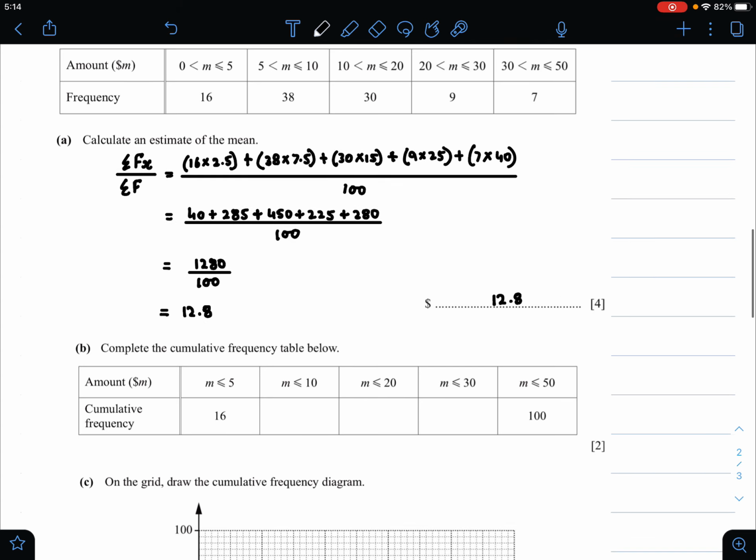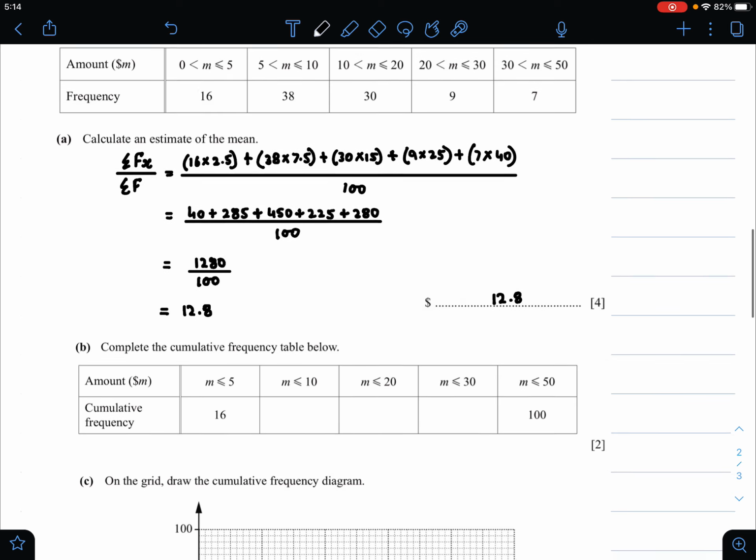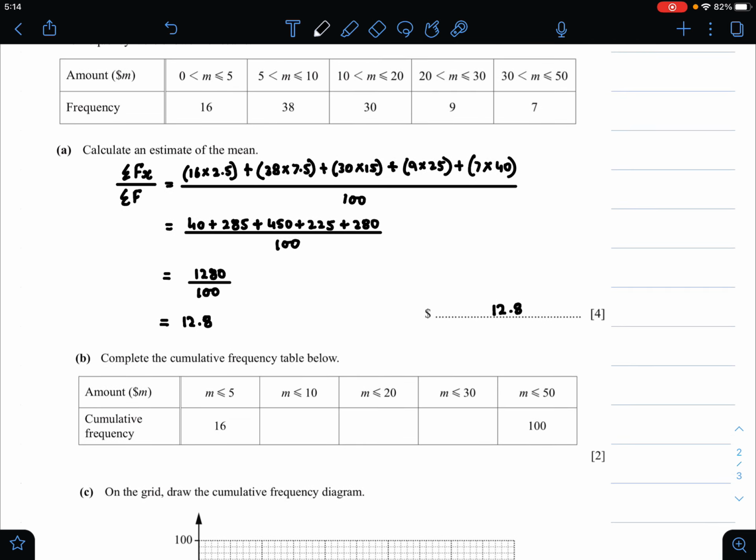Now let's move to part B. So for part B, they are asking you to complete the cumulative frequency table. So how we do that is, you simply keep adding the frequency for each amount. So the first one is 16 and the second one is 38. So 38 plus 16 is equal to 54. Therefore 54 would come as your next cumulative frequency.